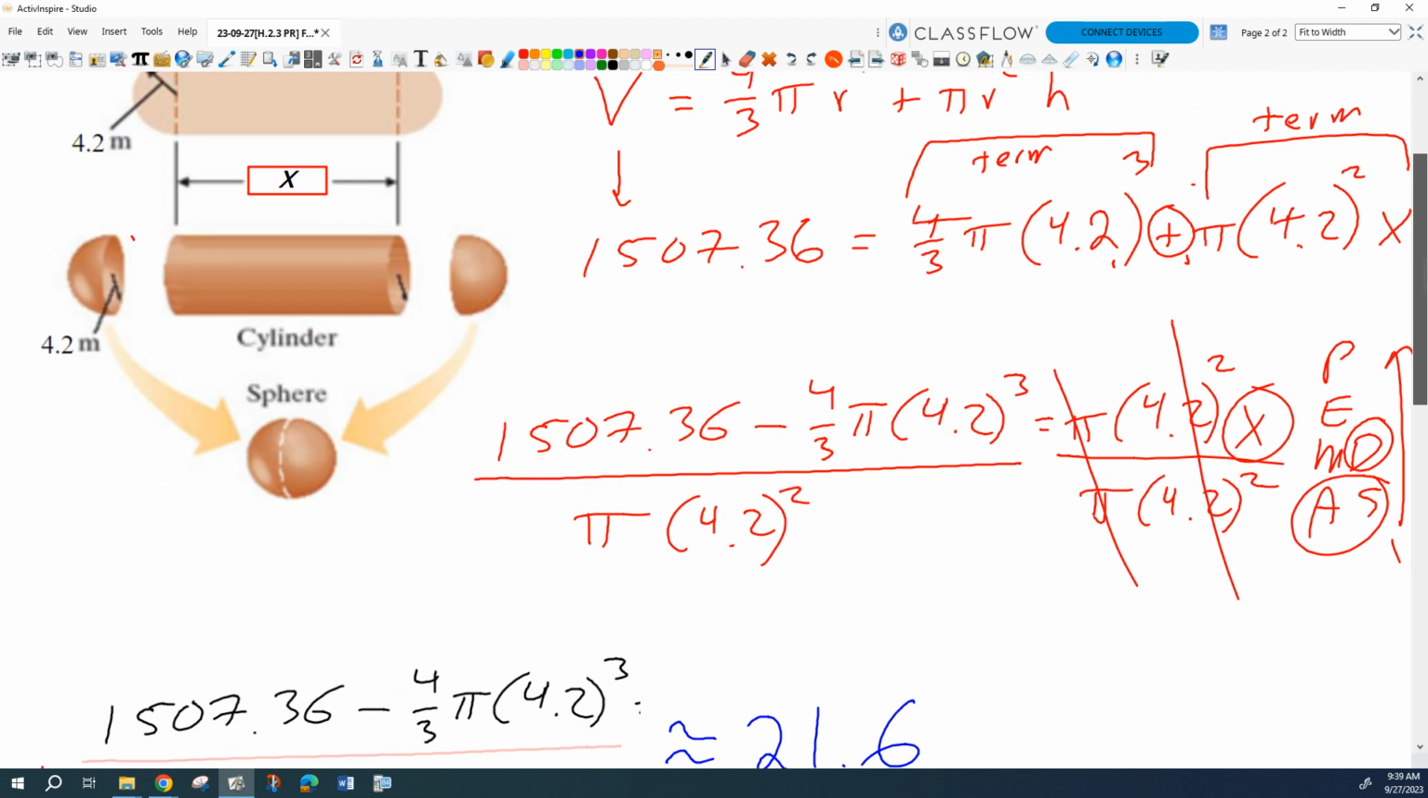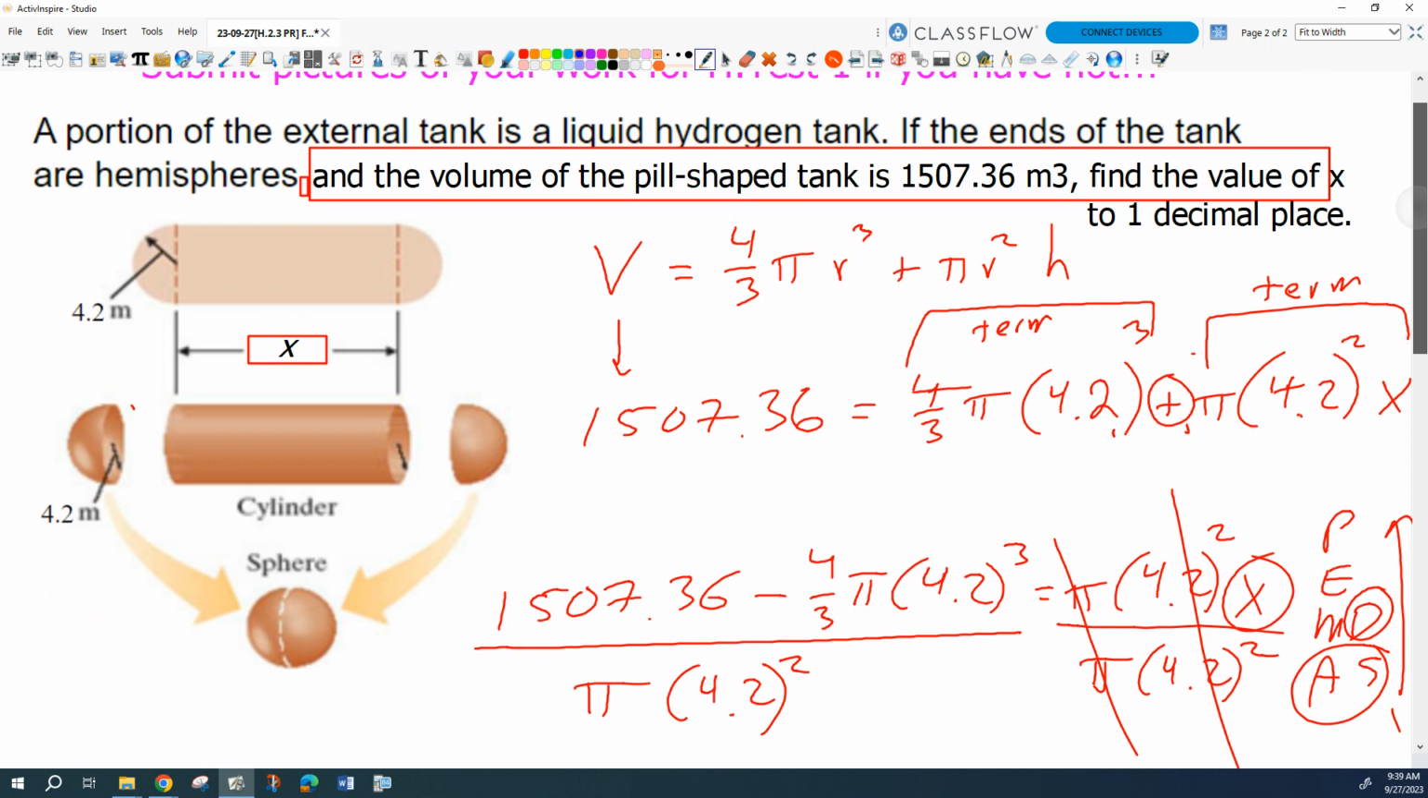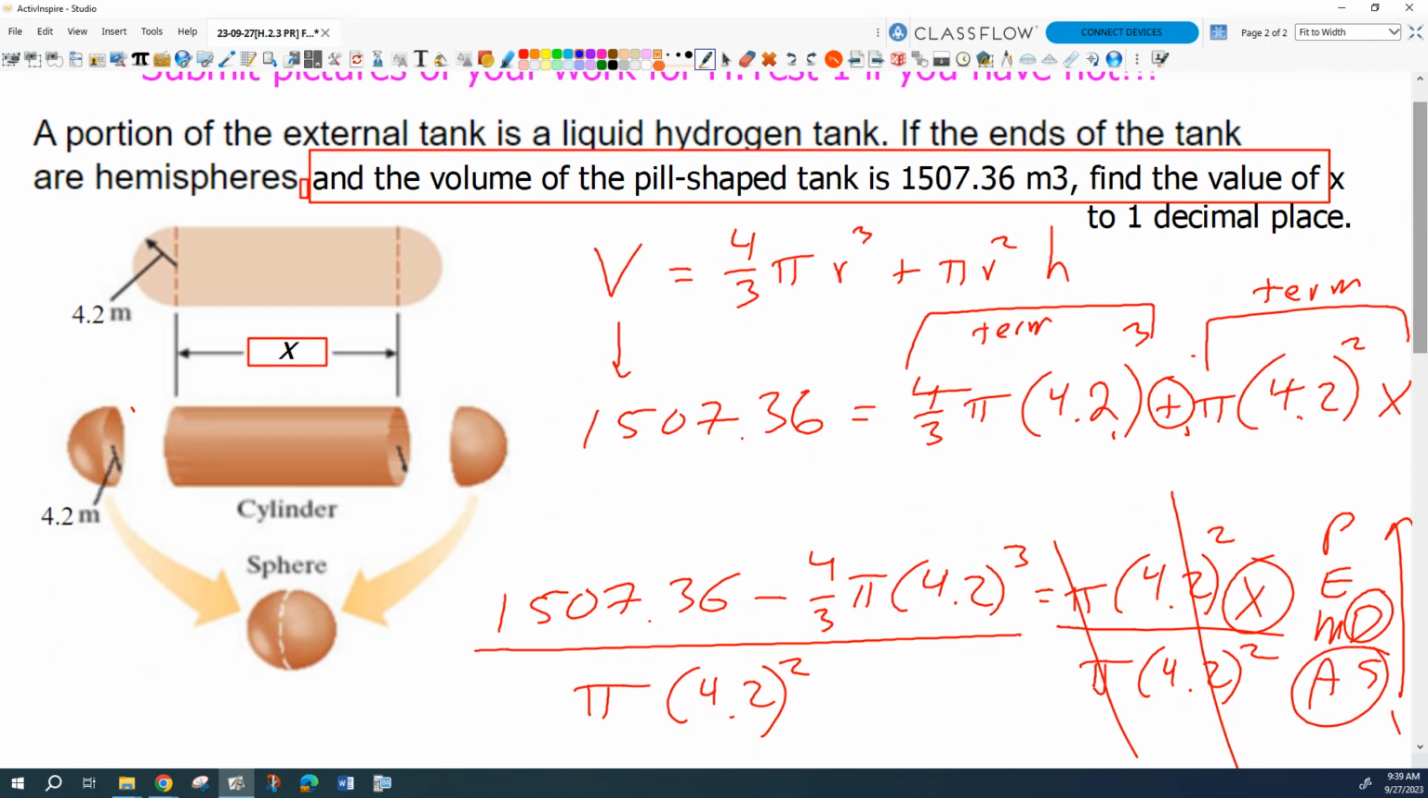And if we want to include units, what would the units be? Meters, because look, all distance measurements up here are in terms of meters because our volume was given to us in cubic meters, right? Everybody see that? So the base unit would be a meter.